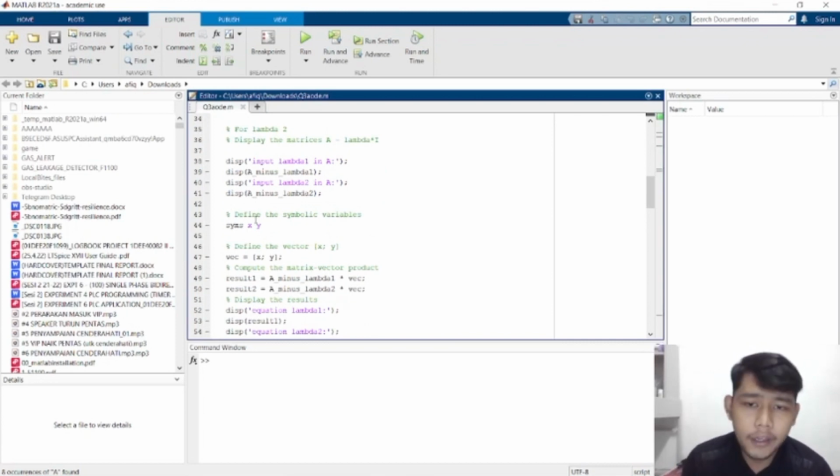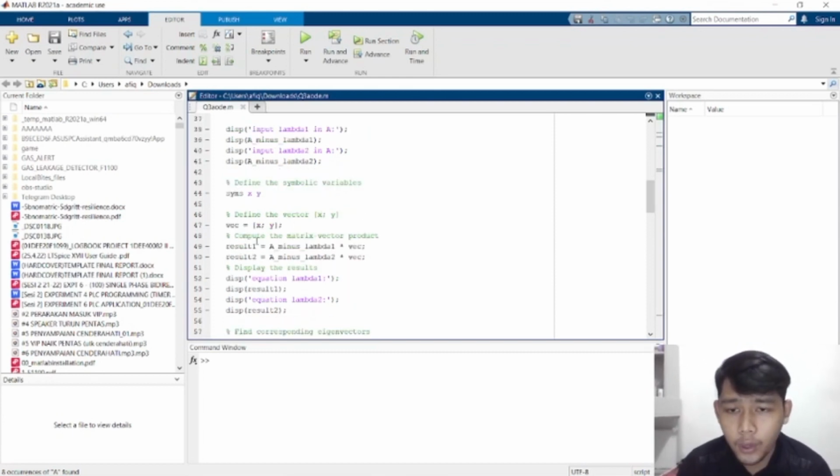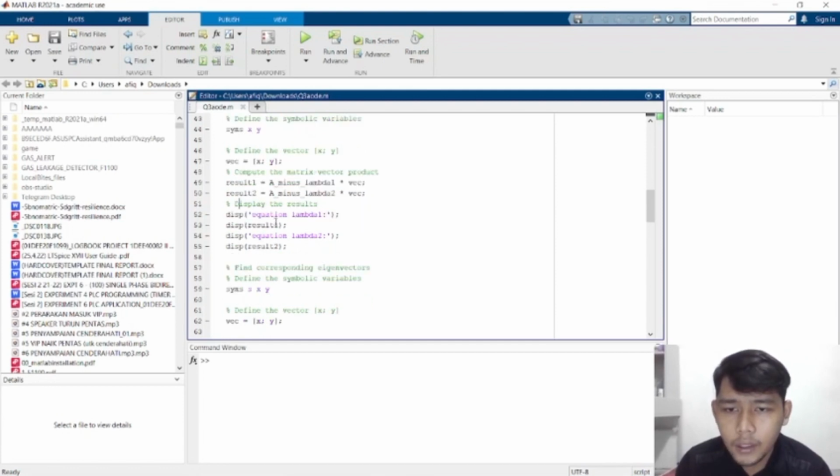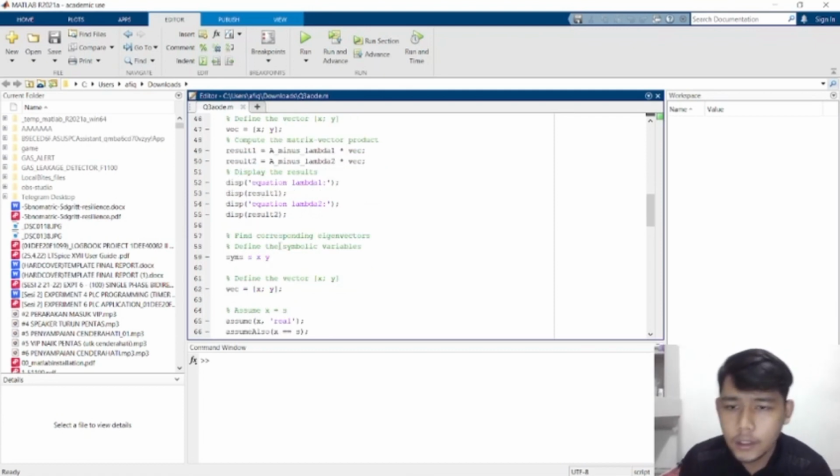Next, we define the symbolic variables, which are x and y. So next, we should define the vector x and y. Next, compute the matrix vector product. So result 1 equal to A minus lambda 1 multiplied by the vector. This one. For result 2, A minus lambda 2 multiplied by the vector. Then we display the equation for lambda 1 and the equation for lambda 2. So now we should find the corresponding eigenvectors and define the symbolic variables, which are s, x, and y.